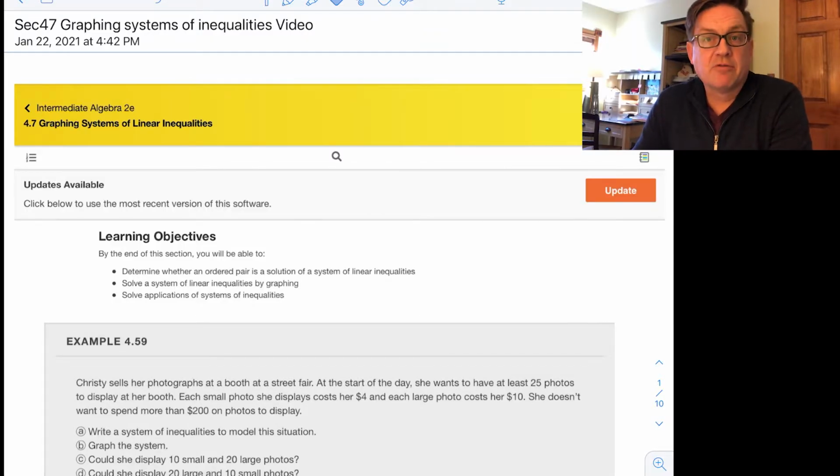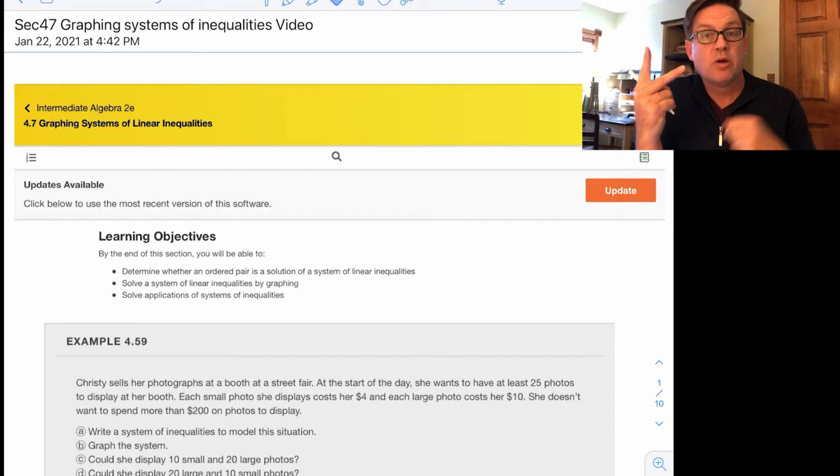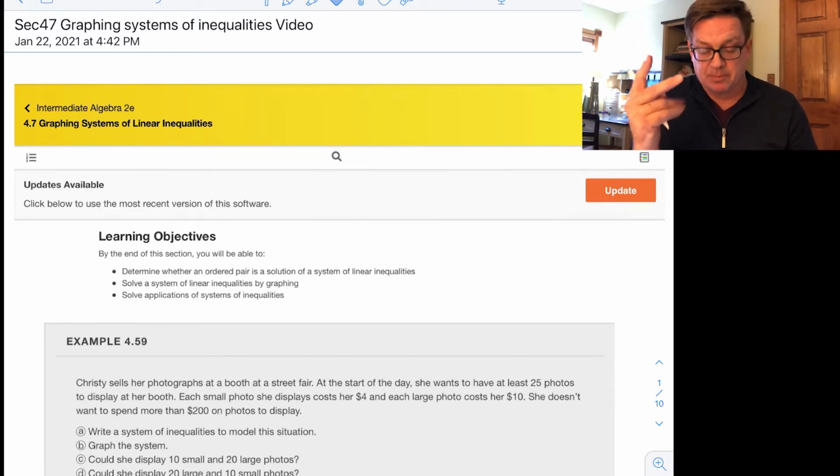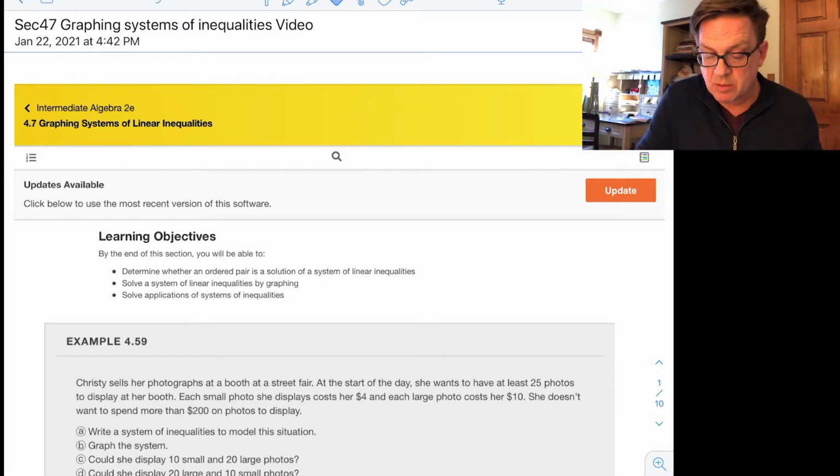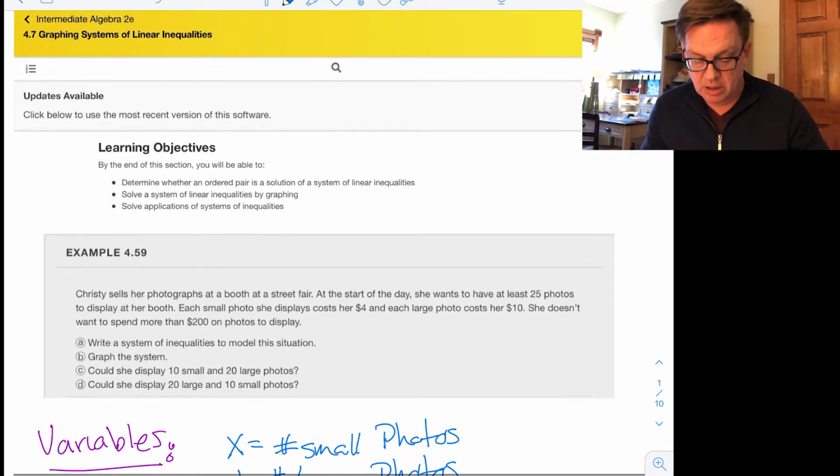Here's an explanation of some of the ideas from section 4.7, which is graphing systems of linear inequalities. In this case, it's going to be inequalities like we've done before, but now we'll have two variables and two inequalities. You want to find the ordered pairs that satisfy both inequalities at the same time. So here's a word problem that can explain what I mean.